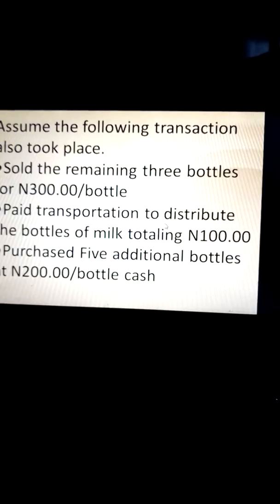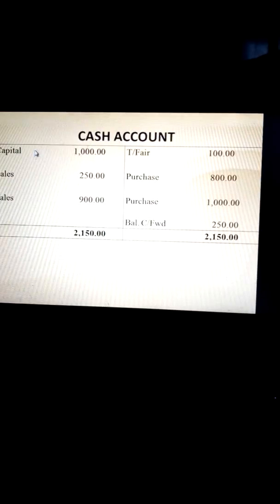Now, how will the transaction look like, bringing in these other 3 transactions? Remember, on our cash account, we had capital already. We had the sales, the first sale, which is 250. We also had the first purchase, which is 800 naira. So let's not forget that he now sold the other 3 bottles, which is at 300 naira each. So 300 times 3 will give you 900 naira.